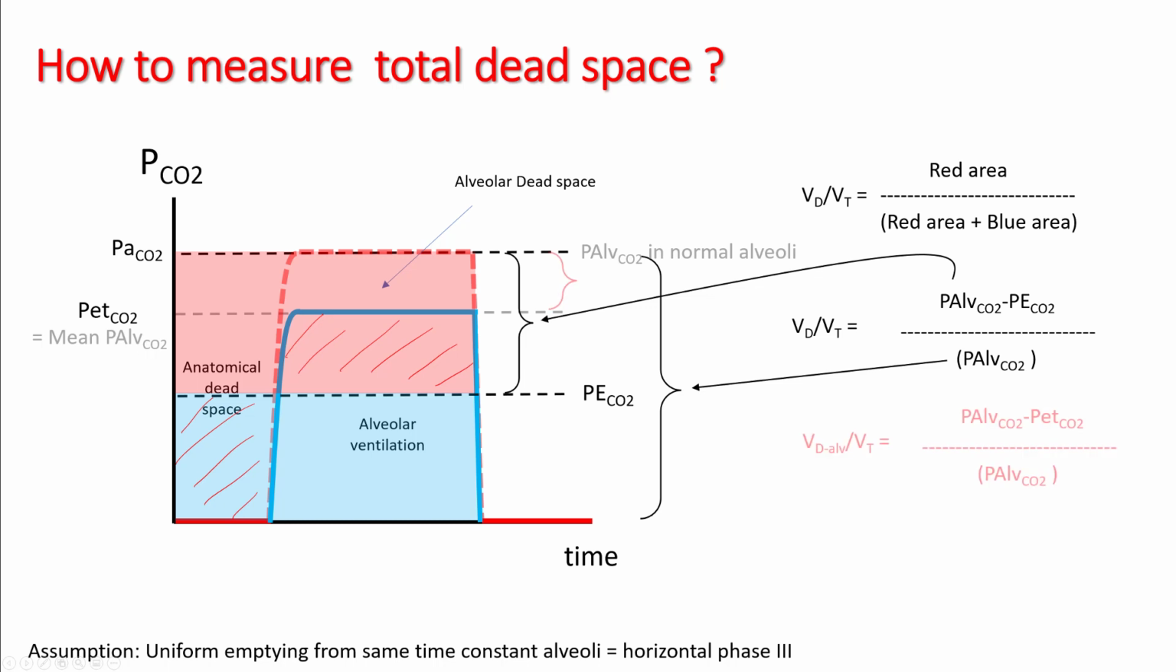This can be divided into two components: your alveolar dead space, which will be your P alveolar CO2 minus end tidal CO2, that's shown in red, and your P end tidal CO2 minus P end expiratory CO2, that will give you your anatomical dead space.